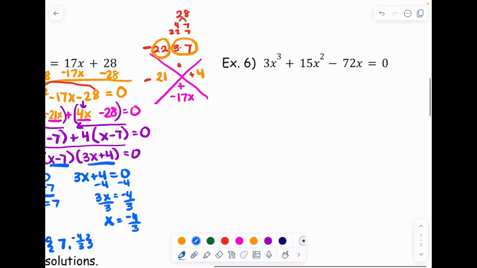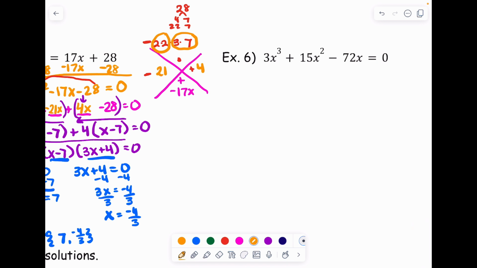Okay, let's move on to the next one. Again, our next one has 0, but now we need to factor the other side, and the first step to factoring is seeing if there's a greatest common factor. We see that they all have a 3, and they all have an x, so we'll take that out first. And we'll be left with x squared plus 5x minus 24.